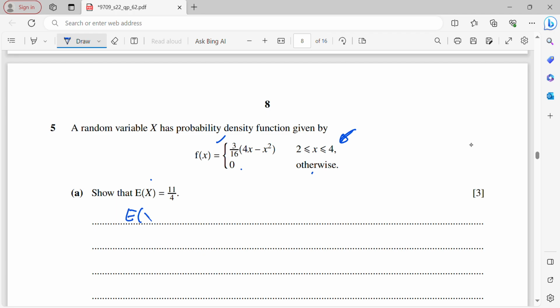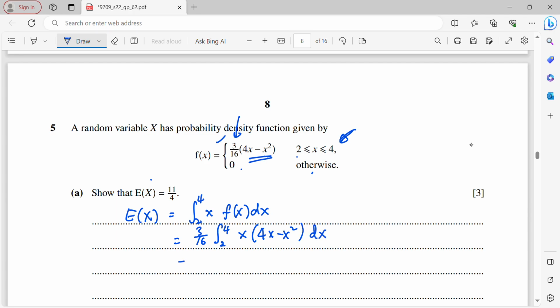So E(X) is basically the integral of x f(x) dx. Okay, this is the formula. And throughout the given x, the x from 2 to 4. So this is the formula for E(X). Now, since there is a 3 over 16 here, this is a constant. I will just take out the constant. Then integrate 2 to 4. My x times the f(x), right? So 4x minus x squared dx.